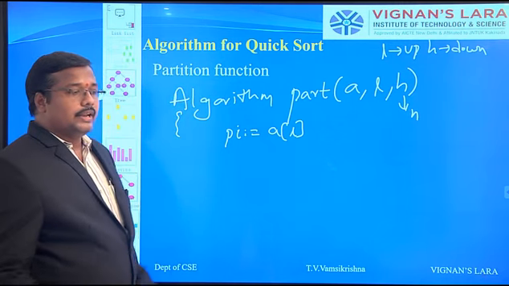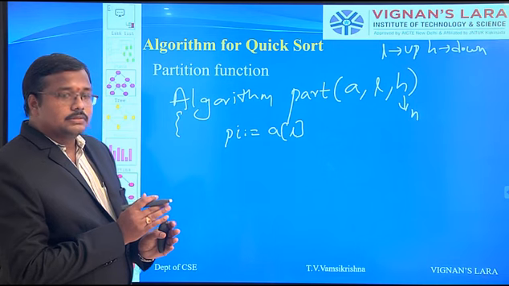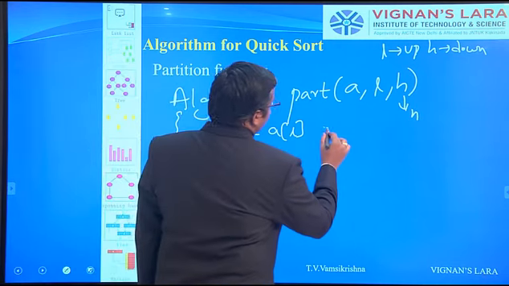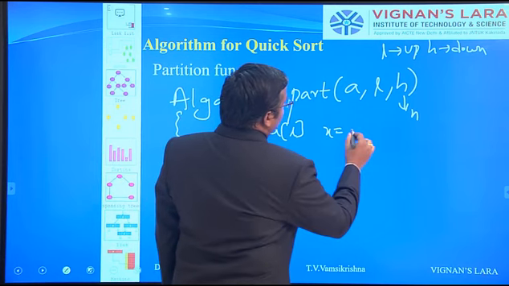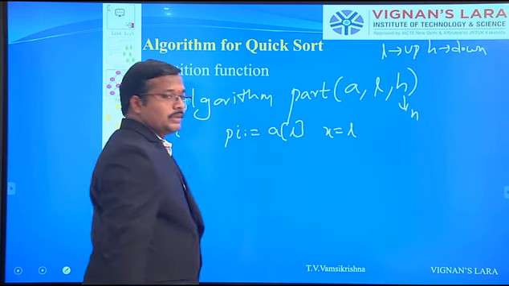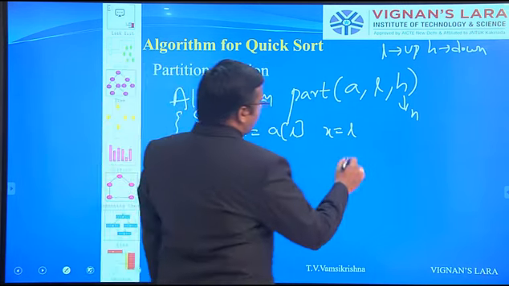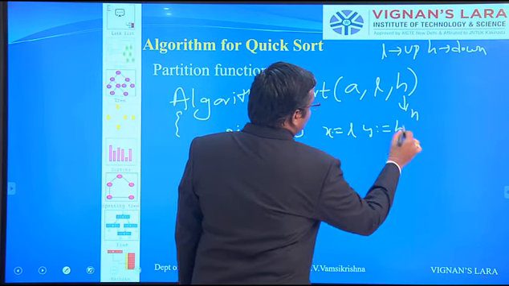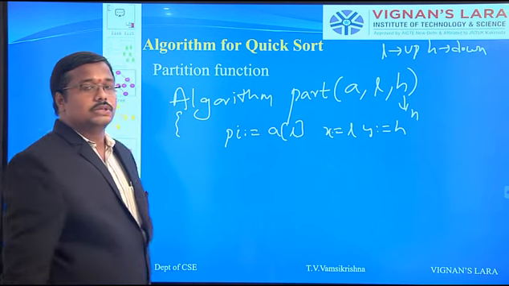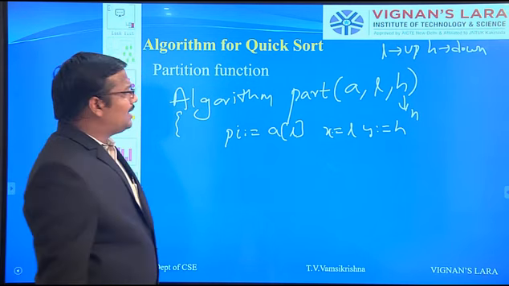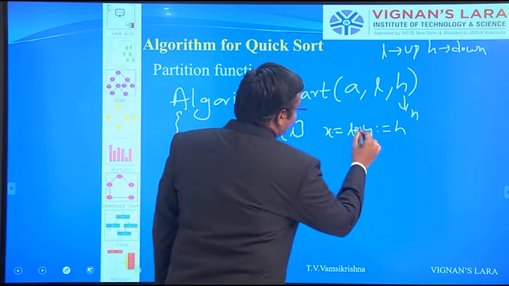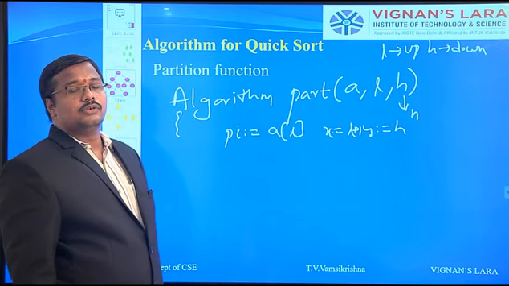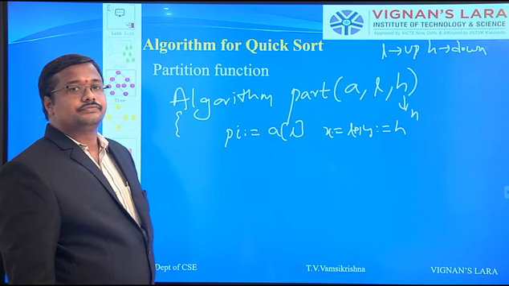After that, we need to copy the up index in one variable and the down index in another variable. So X is equal to L, and Y is equal to H. Sometimes they are taken as L plus 1. Why? Because L is the pivot position.